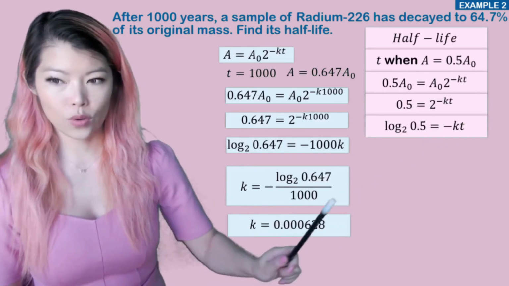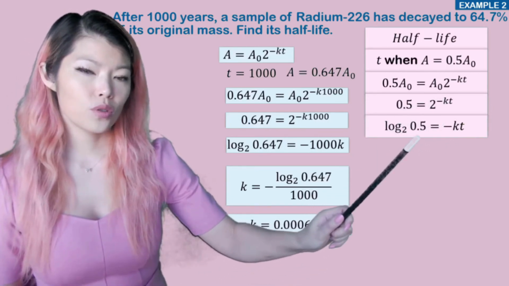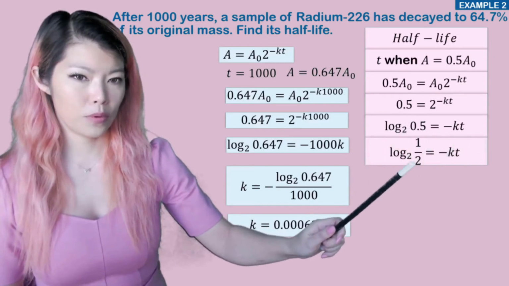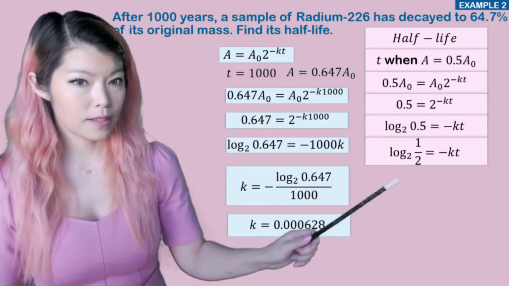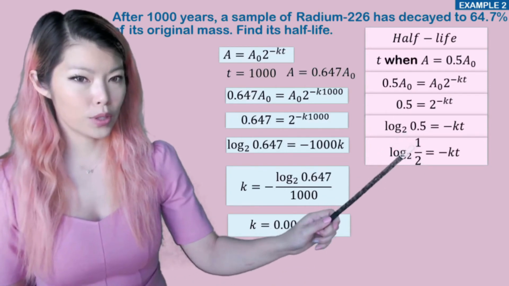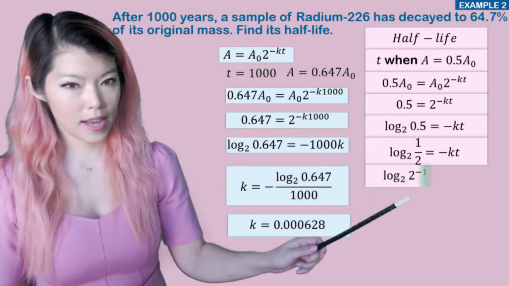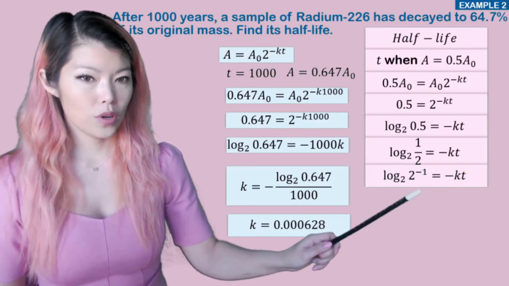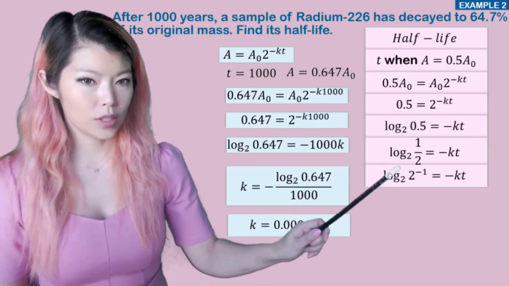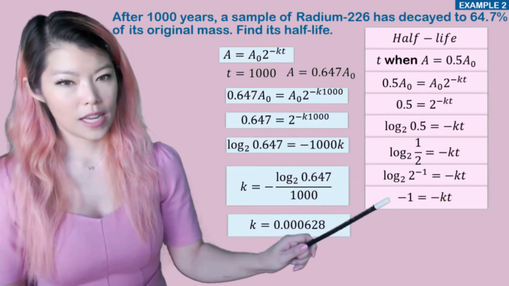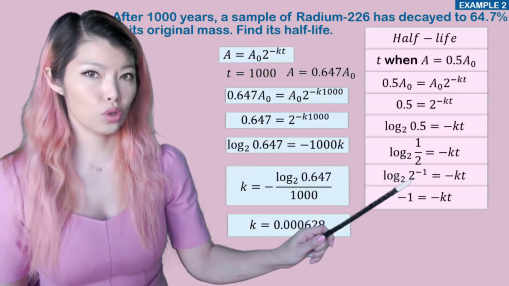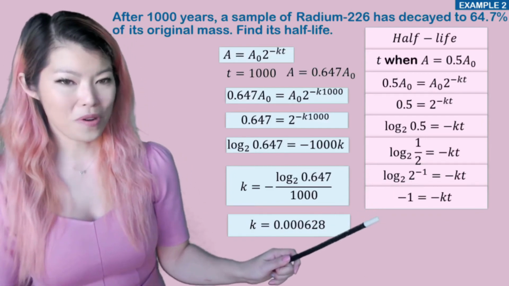We know what K is, it's given there. But we also know how to write 0.5. 0.5 can be written as a half, which can be written as 2 to the power of, when you bring the 2 up over to the top, it becomes 2 to the negative 1. And then we know that one of the log rules is when you have a power, you can bring it to the front. So now it's just negative 1 times log 2. And log 2 is just 1.